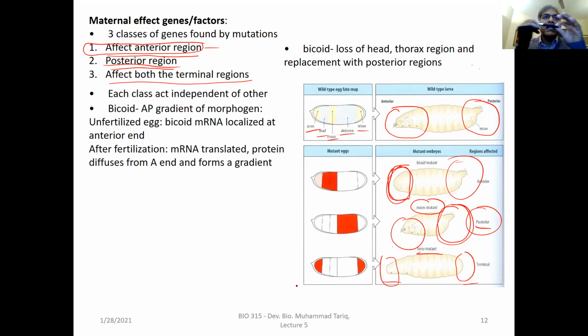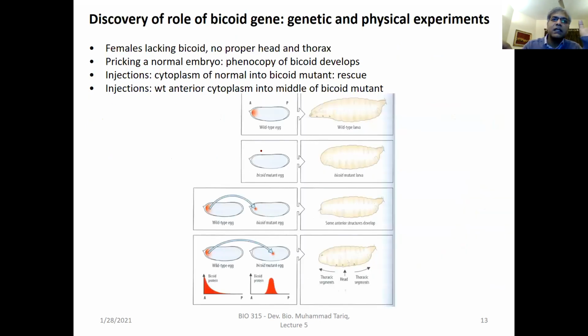As I said, after fertilization, the translation of these messenger RNAs, which are deposited by mothers, only takes place after fertilization. If you take an unfertilized egg, you will find these messenger RNAs localized precisely at the anterior side and at the posterior side. And they will remain untranslated in the absence of fertilization. Only after fertilization will you see this. Now, how do we know this?